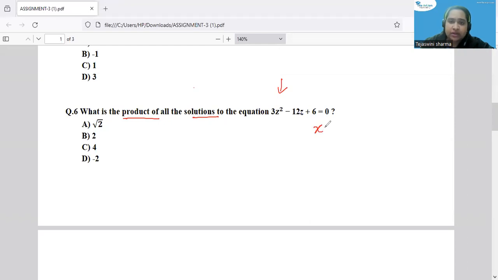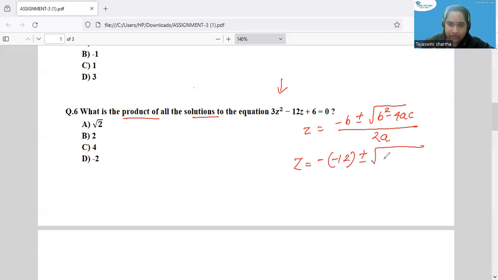So for that, the equation is given in z. I'm writing z equals negative b plus or minus the square root of b to the power 2 minus 4ac, over 2a. Okay, so z equals, where b is negative 12, plus or minus the square root of minus 12 to the power 2, then 4 multiplied with 3, and the value of c is 6, and then 2 multiplied with 3.